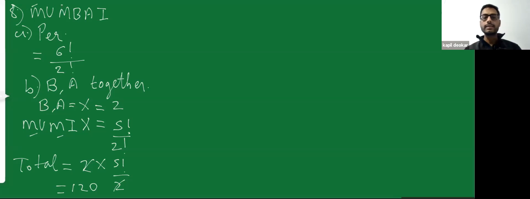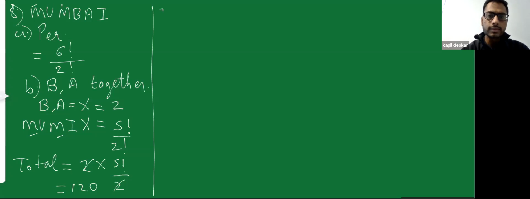120. As I said earlier, remember all the basic factorial values. These will be helpful in solving our questions. So what are the basic factorial values? 0 factorial is 1. 1 factorial is again 1. 2 factorial is 2. 3 factorial is 6. 4 factorial is 24. 5 factorial is 120. 6 factorial is 720. 7 factorial is 5040. So at least remember till 7 factorial.